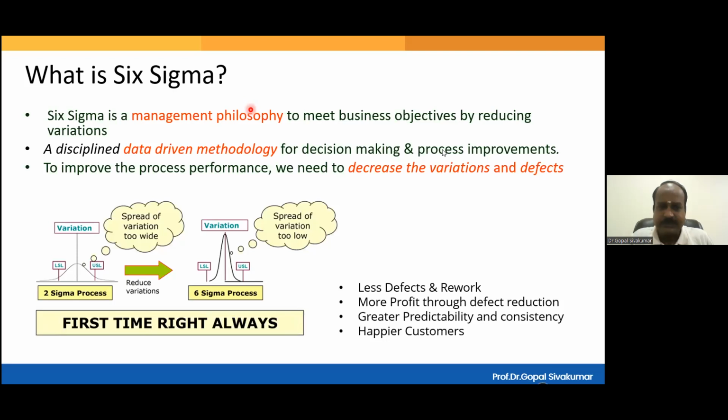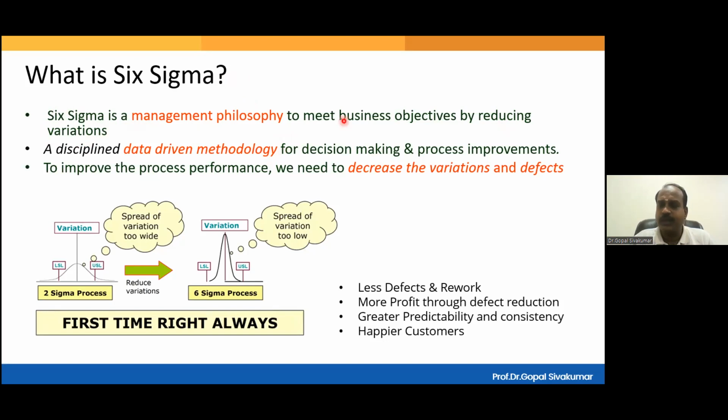So what is Six Sigma? Six Sigma is a management philosophy to meet the business objective. How? By reducing variation. Because Six Sigma experts know that if they reduce variation at the input, variation at the output will reduce. If the variation reduces, defects will vanish. Your product will comfortably pass through the warranty period.